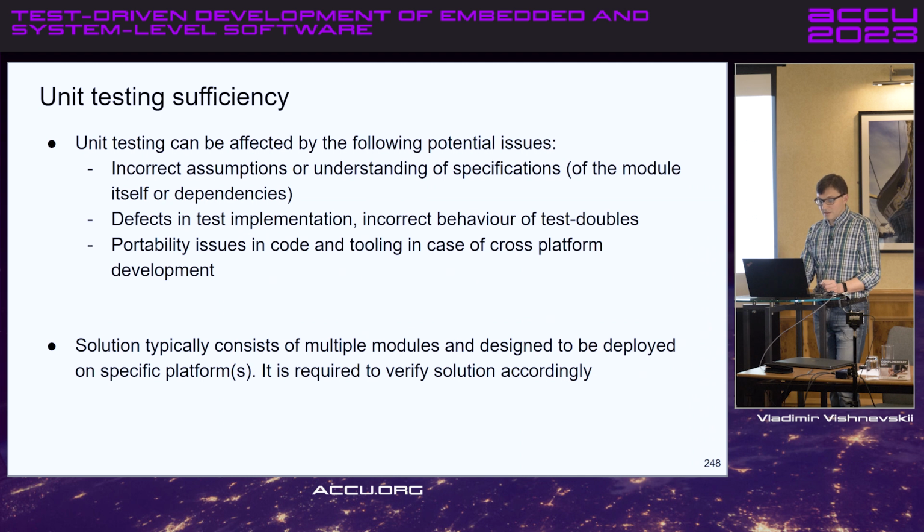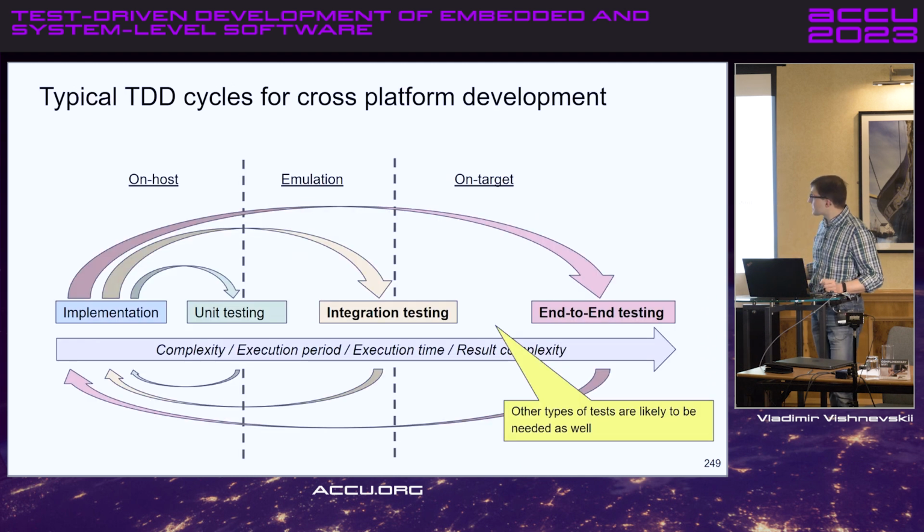So we need to be sure that everything works. That's why we are coming back to our iterative structure, where we still have integration and end-to-end testing. Those are supposed to be considered as well, and that's why we said that we need to plan those activities accordingly.